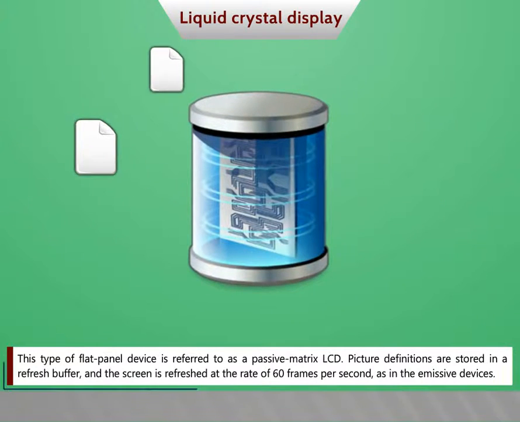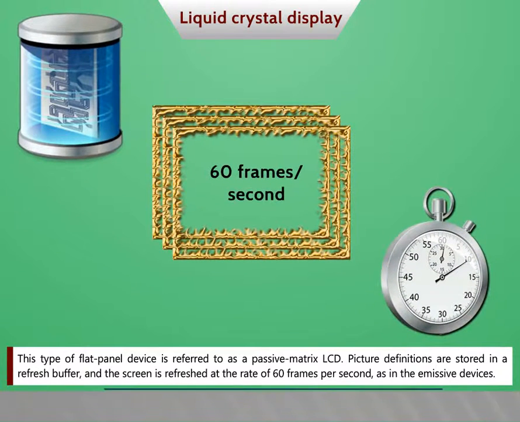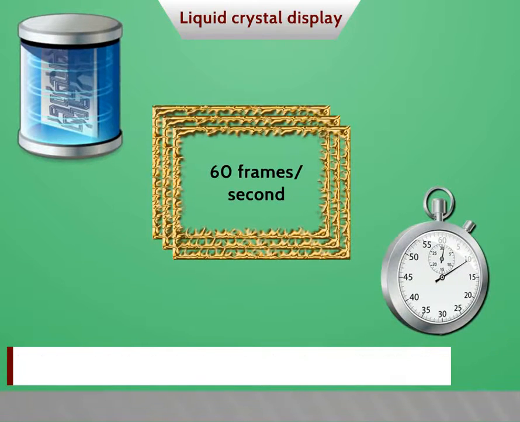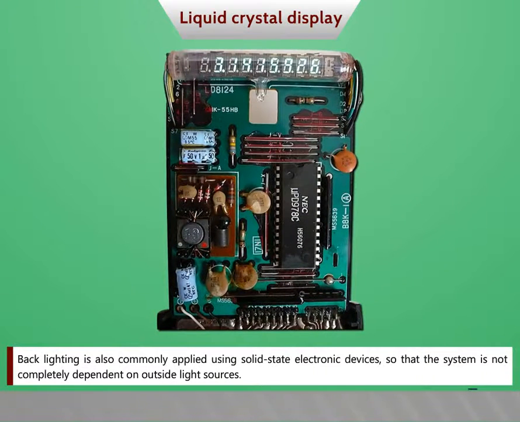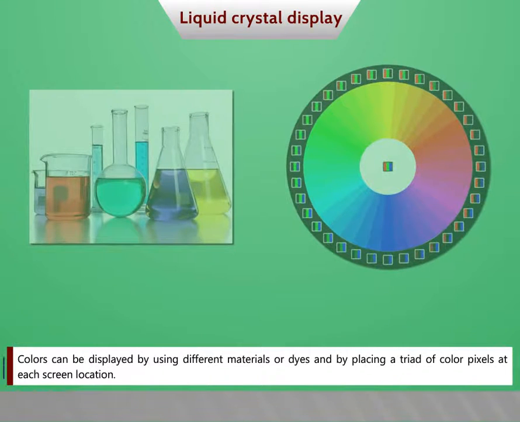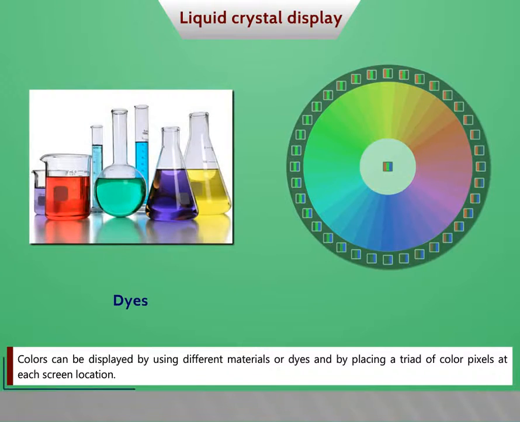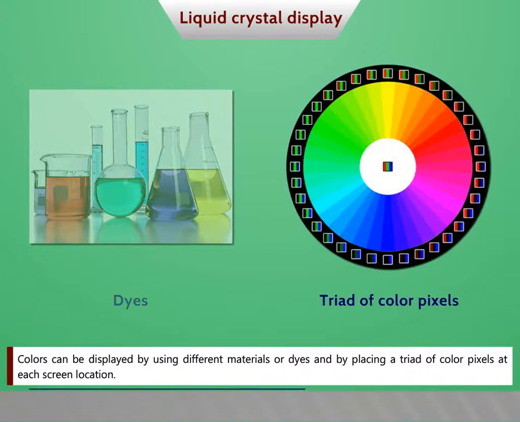Picture definitions are stored in a refresh buffer, and the screen is refreshed at the rate of 60 frames per second, as in the emissive devices. Backlighting is also commonly applied using solid-state electronic devices so that the system is not completely dependent on outside light sources. Colors can be displayed by using different materials or dyes and by placing a triad of color pixels at each screen location.